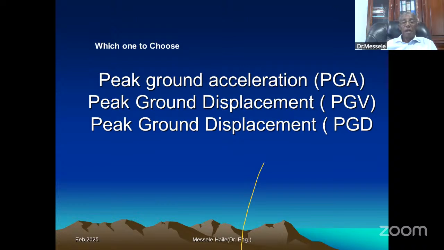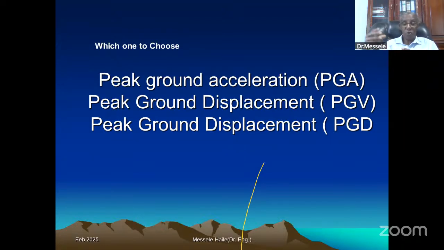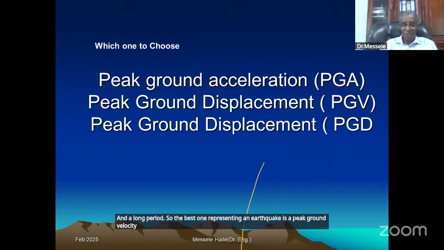Let me go to the peak ground displacement, the third one. Peak ground displacement shows high frequency and adversely filters the low, high frequency, and medium frequency means low period. And it is only for low frequency or long period. So the best one representing an earthquake is the peak ground velocity, which I mistakenly called displacement.